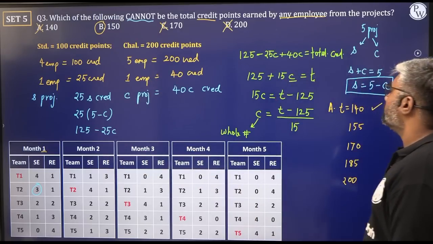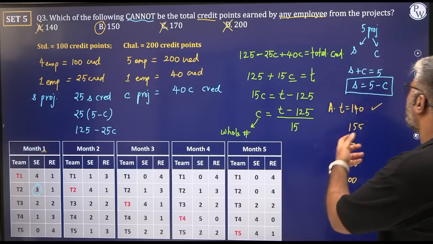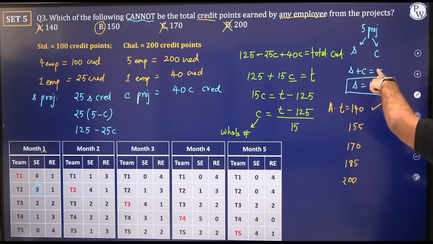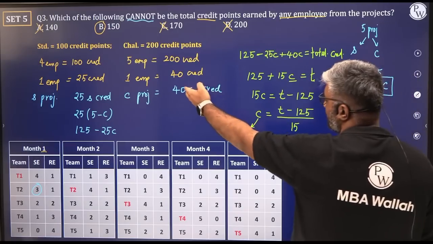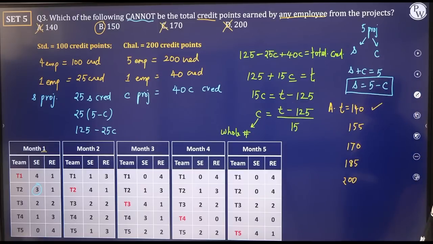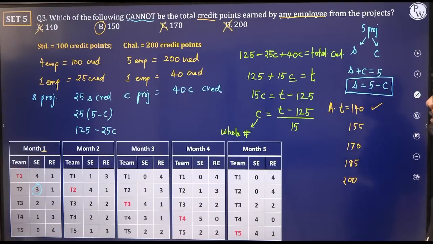So yes, this is how you would do it. I've done it in terms of C. You can also do it in terms of S. You can write C is equal to 5 minus S and then substitute it here. You will get it in terms of S. S will be equal to 200 minus T by 15 or something like that. I'm not sure. Something of that sort will happen and then you can work through it.